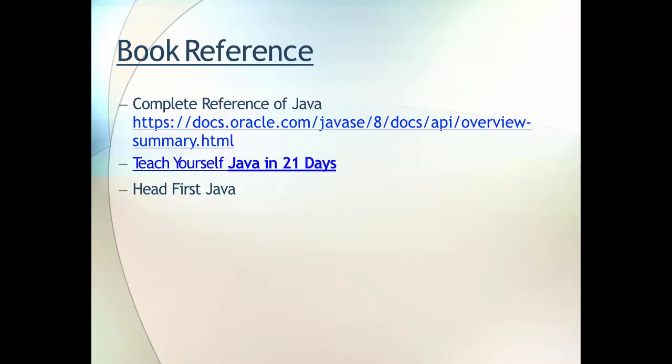For references, the main reference for Java is online at docs.oracle.com. Depending on the version you're working with, it will be 6, 7, or 8, and there you'll have the API overview and more details about anything you want to work with, like certain string methods. A book that's recommended is Java in 21 Days, Teach Yourself, and Head First Java. I think a lot of the content was created based on the book.